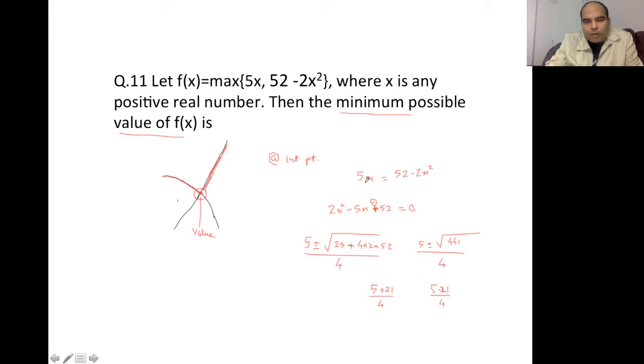Let me just check whether I've done this correct. We've equated 5x is equal to 52 minus 2x squared. When we equated that, we got 2x squared.